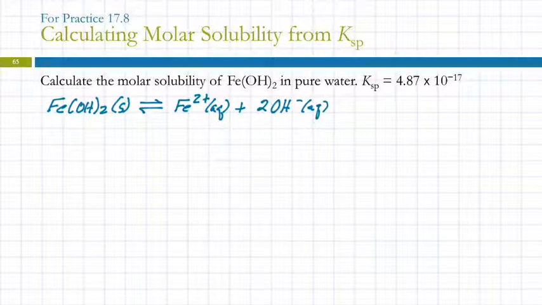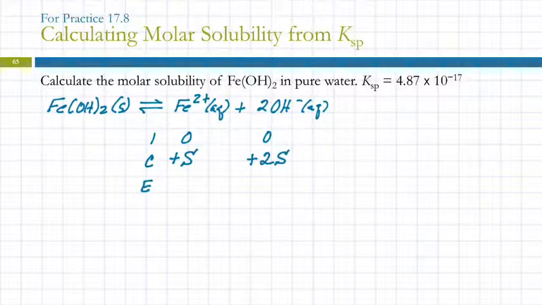So we can use that equation to make our ice table. Initially we've got 0 of the iron ion and 0 of the hydroxide ion. The change will be plus S for the iron, and what for the hydroxide? Plus 2S. Don't forget the stoichiometry there. So then at equilibrium, we've got S and we've got 2S. I'm putting serifs on my 2's because otherwise they look like 5's.